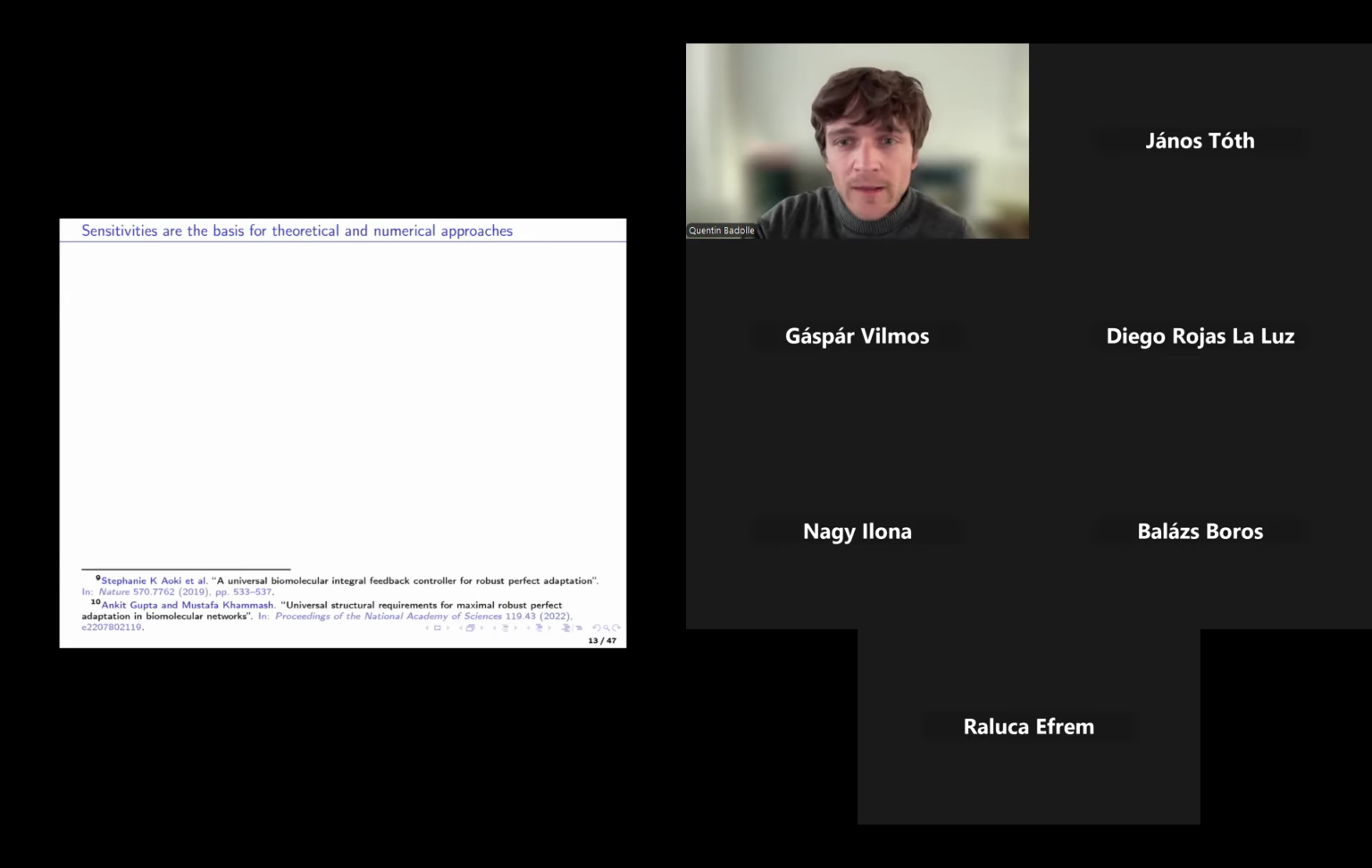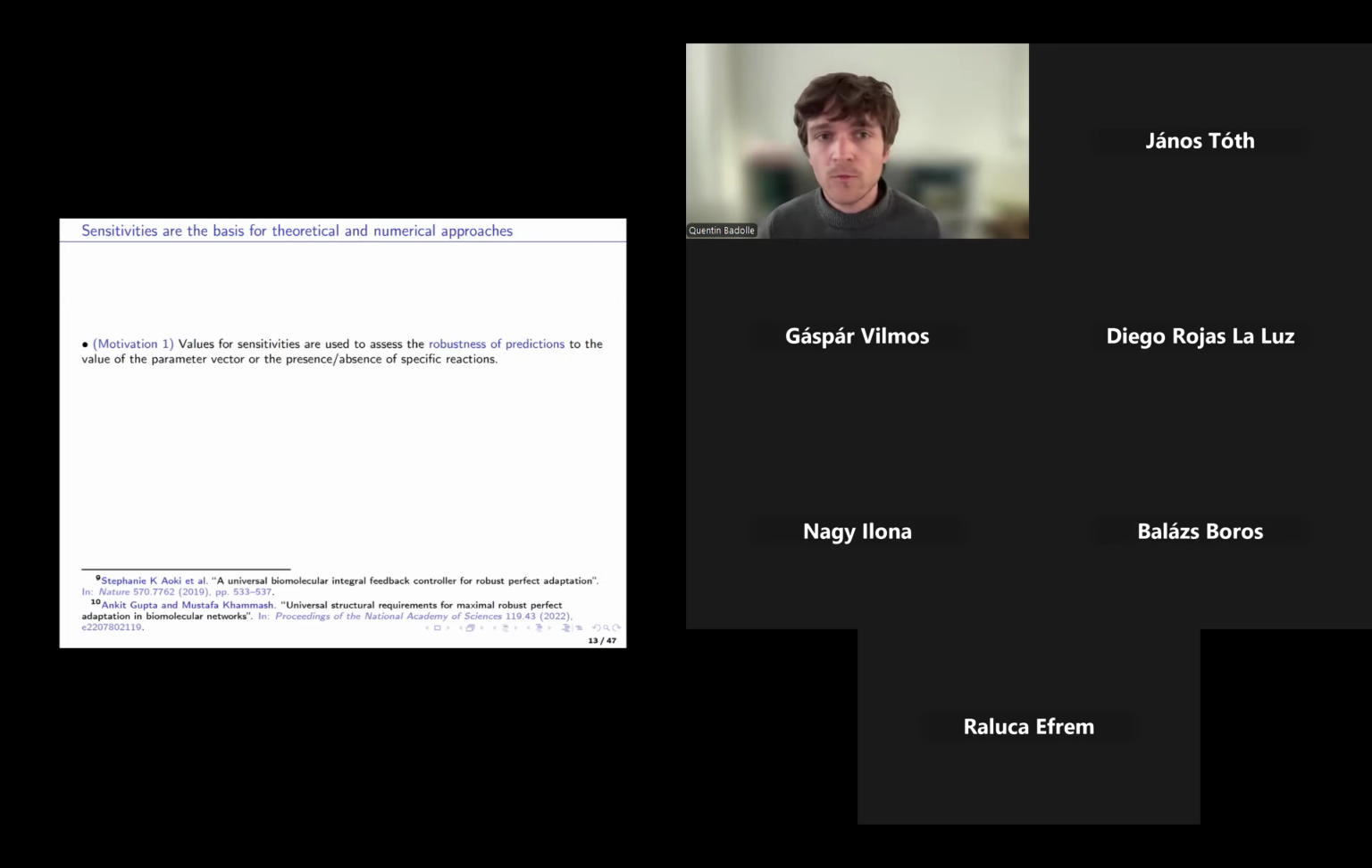So now I'll focus briefly on first order sensitivity, and I'll highlight that the sensitivities are the basis for both theoretical and numerical approaches. So the first motivation is just what I said in the previous slide. If you are interested in quantifying the robustness of the prediction to the value of the parameter vector, or to the presence or absence of specific reactions, you might be interested in the value of the sensitivities.